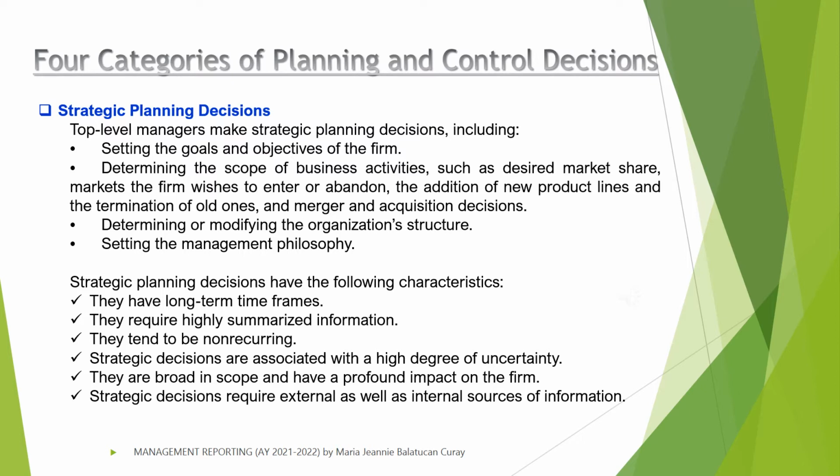Also, strategic decisions are associated with a high degree of uncertainty. The decision maker must rely on insight and intuition, so judgment is often central to the success of the decision. Next, they are broad in scope and have a profound impact on the firm. Once the strategic decision is made, it permanently affects all the levels of the organization. And last, strategic decisions require external as well as internal sources of information. So that's for strategic planning decisions.